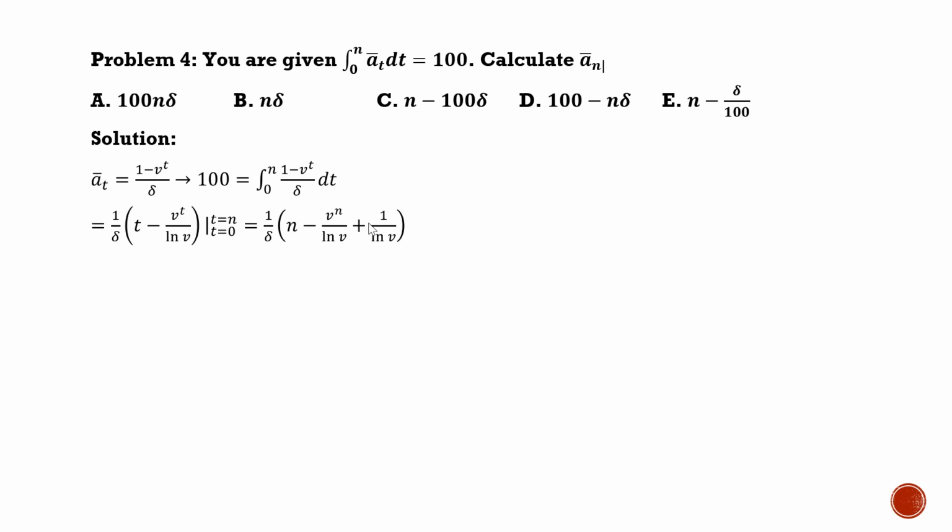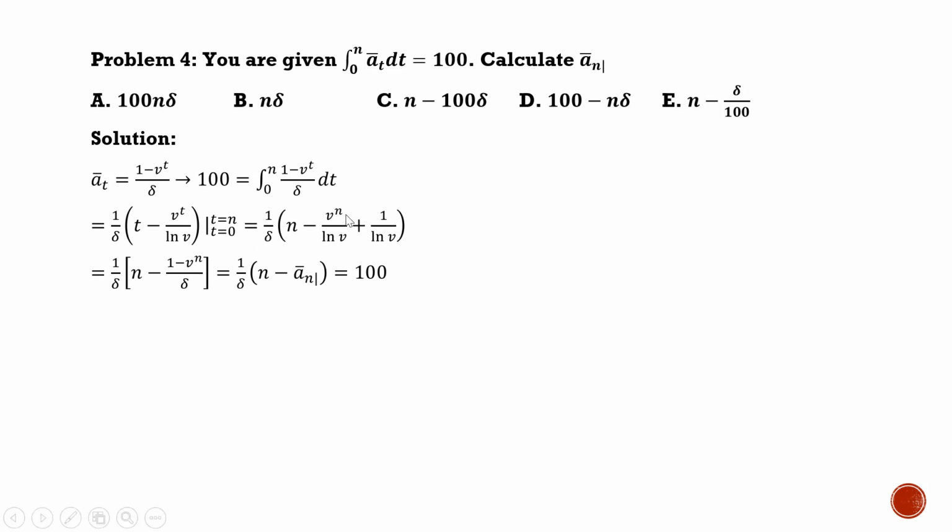We bring 1 over delta outside because it's just a constant. The antiderivative of 1 is t. The antiderivative of v to the t is v to the t over natural log of v. And we take from 0 to n. So this becomes 1 over delta times n minus v to the n over natural log of v plus 1 over natural log of v.